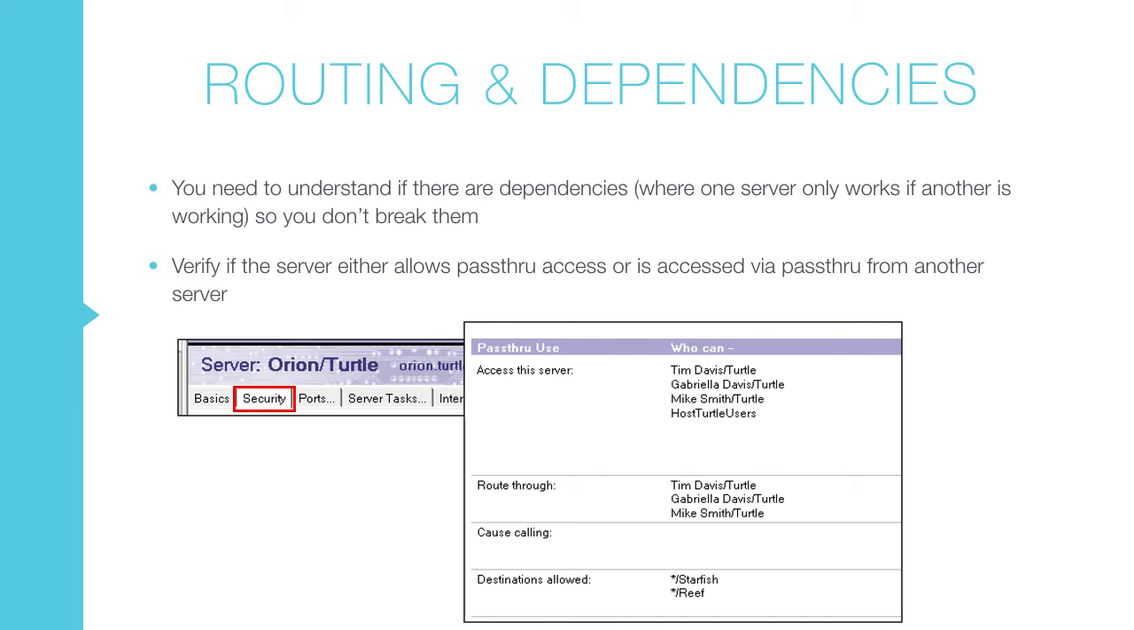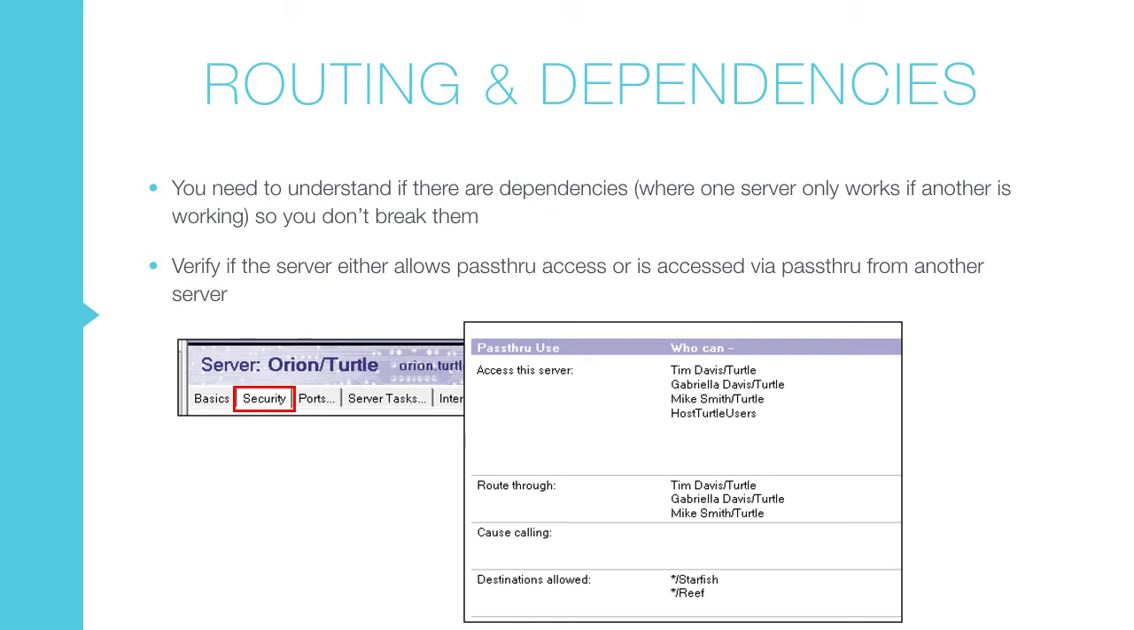Next, I want to talk about routing and dependencies. You need to understand if there are dependencies, which means where one server only works if another server is working. You need to understand the dependencies so you don't accidentally break them. I had a customer whose mail server in the UK stopped routing mail entirely, and that's because no one had spotted it was using a server in another country to actually look up all the routing information. When that server was shut down, everything went. So understanding dependencies is really important.